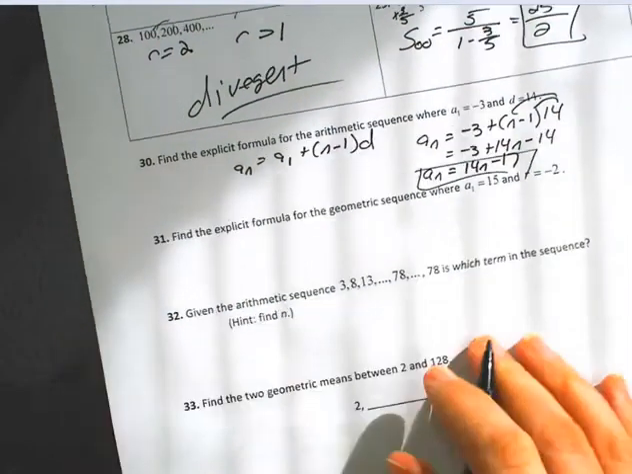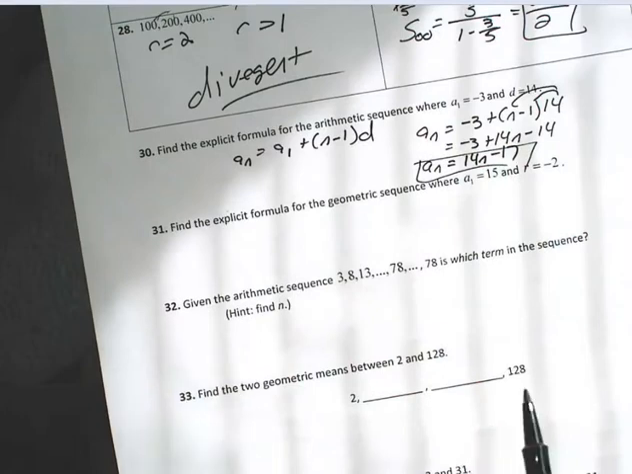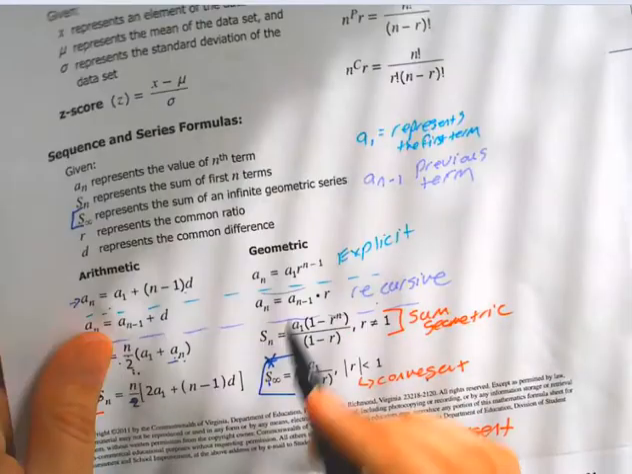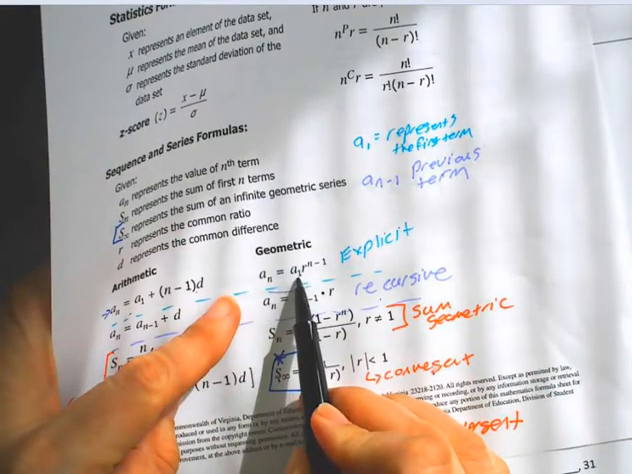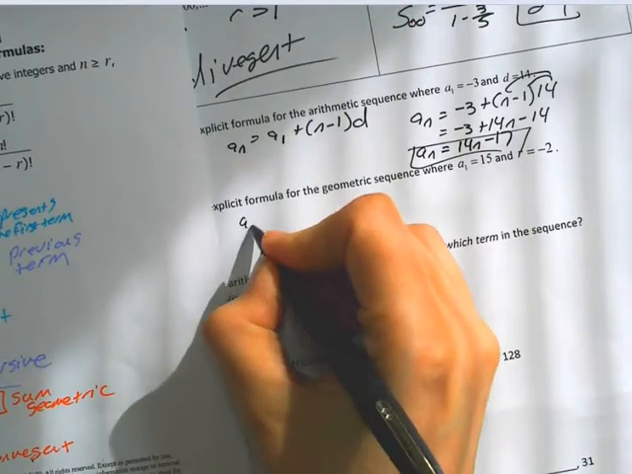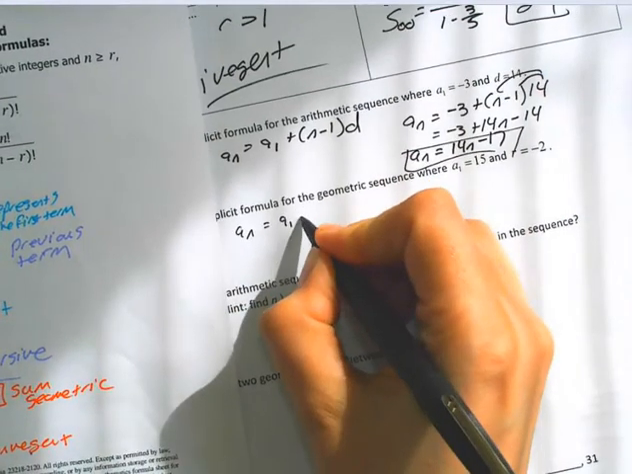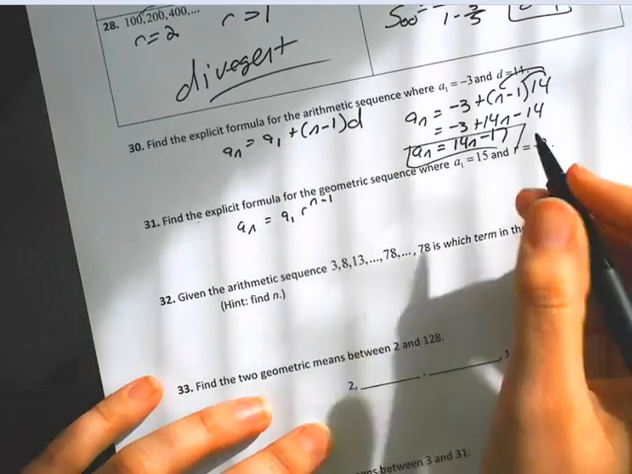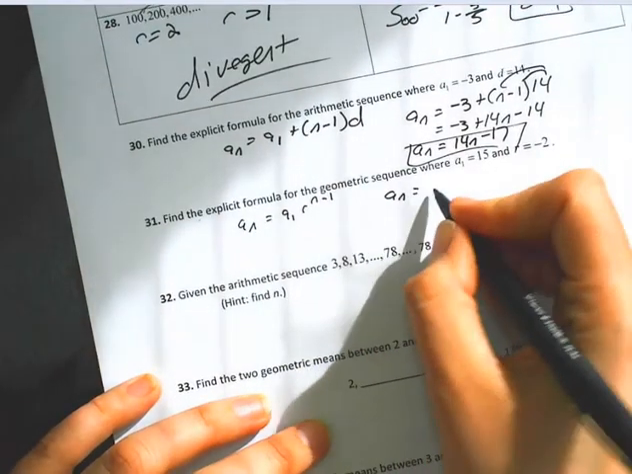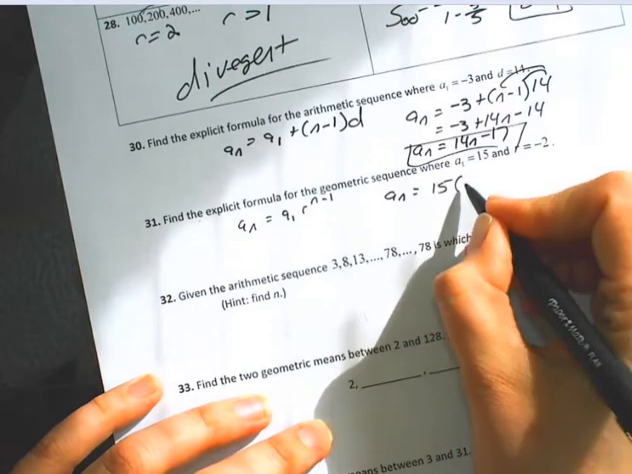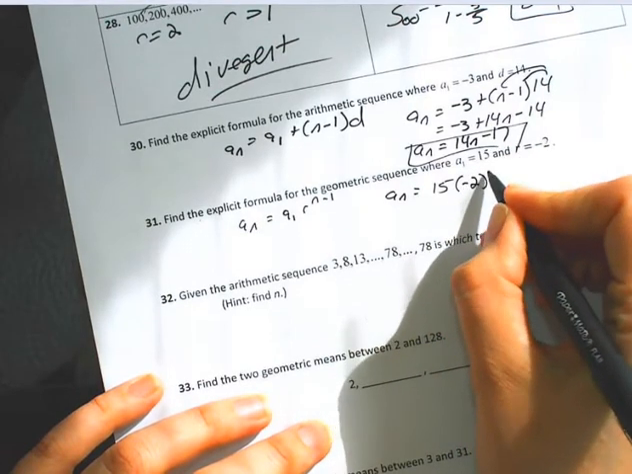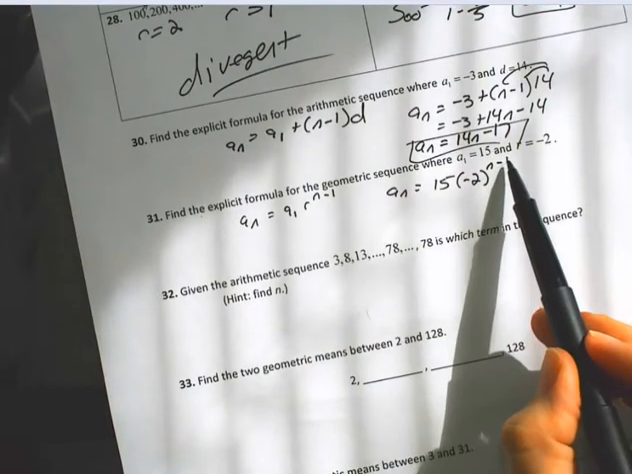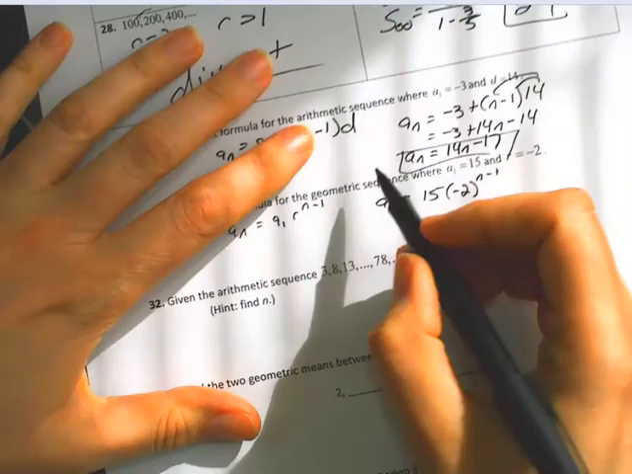Alright, next one says find the explicit formula for the geometric sequence. a sub 1 equals 15 and r equals negative 2. So we're geometric, explicit. So I'm going to use a_n equals a_1 times r to the power of n minus 1. Substitute in: a_n equals 15 times negative 2 to the power of n minus 1. I can't simplify that because remember we talked about order of operations, exponents before multiplication, so we have to leave it just like that.